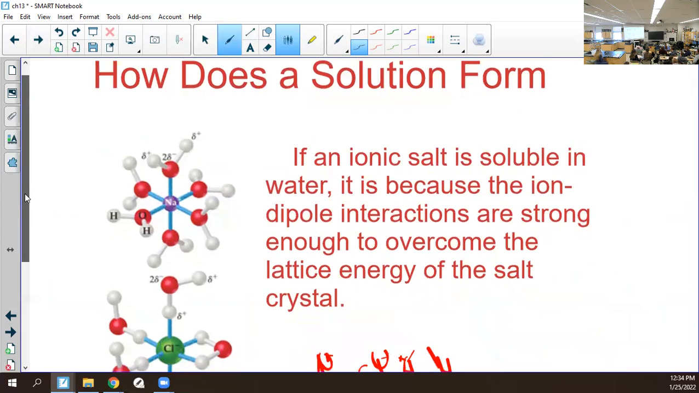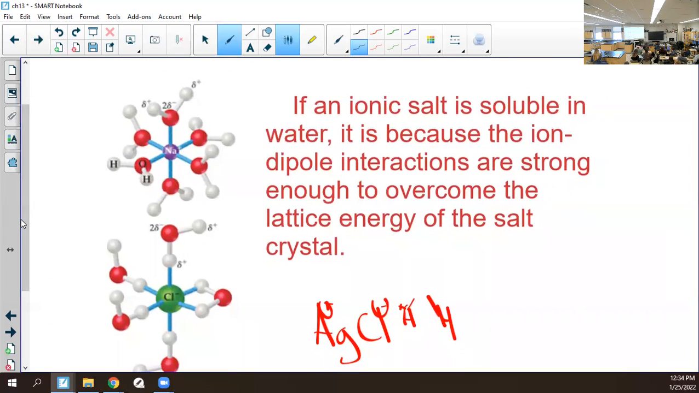So if an ionic salt is soluble in water, it's because the ion-dipole interactions are strong enough to overcome the lattice energy of the salt crystal. Ooh, I feel like I've heard of an ion-dipole interaction before. Will you tell your partner what an ion-dipole interaction is? All right.